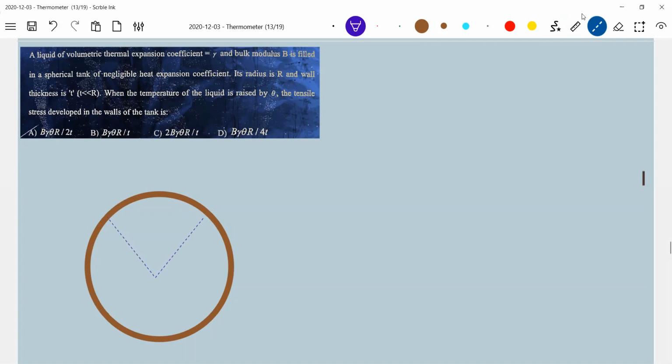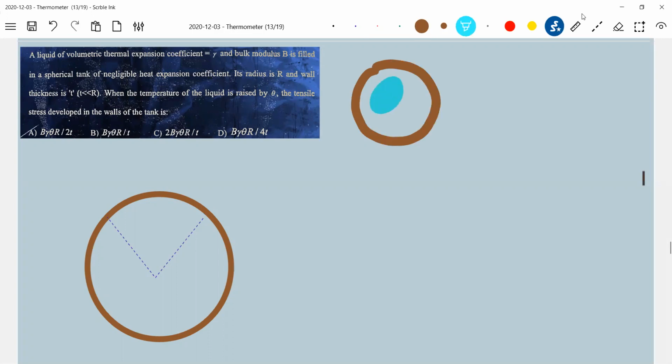First, what is actually the situation? The situation is like this. There's a tank. Inside, let's assume there's a liquid. Thickness of the tank is how much? T. So radius is R, thickness is T.